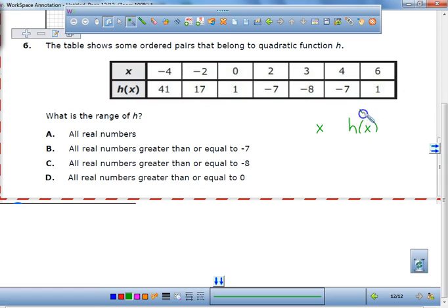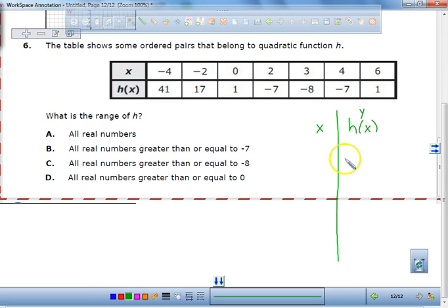Just remember, h of x stands for your y values, okay? Make a table going vertically, not horizontally. It's easier to see. Here we go. -4, 41. -2, 17. 0, 1. 2, -7. 3, -8. 4, -7. 6, 1. You should look really carefully right now.